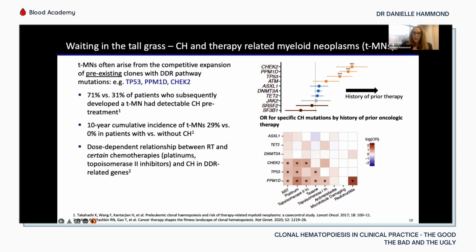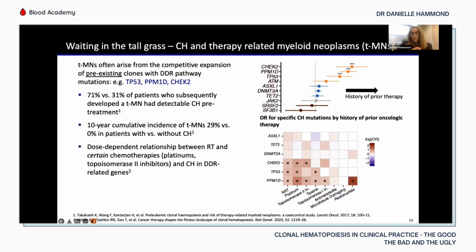But there was a case control study actually conducted here at MD Anderson by Dr. Takahashi, where he looked at patients that went on to develop therapy-related myeloid neoplasms and then sequenced their pre-treatment samples prior to treatment for solid tumors or diffuse large B-cell lymphoma respectively. And he was able to demonstrate that the vast majority of patients that developed therapy-related myeloid neoplasms, that their underlying mutations, often in TP53 and PPM1D, did pre-exist prior to their exposure to their therapy for their lymphoma or solid tumor. And really there was just clonal expansion following those genotoxic exposures.